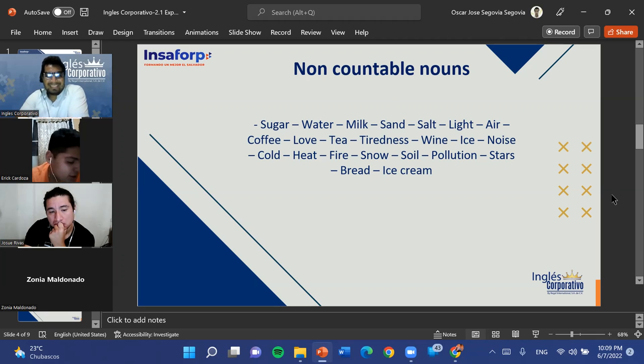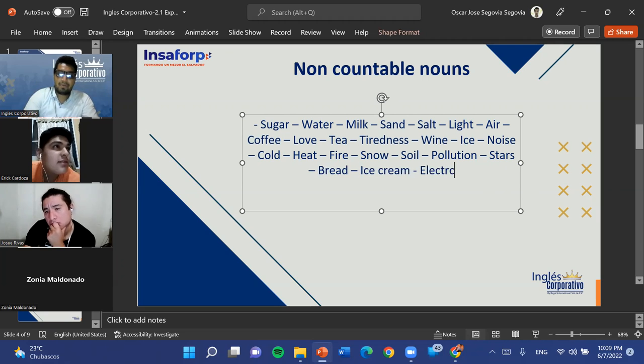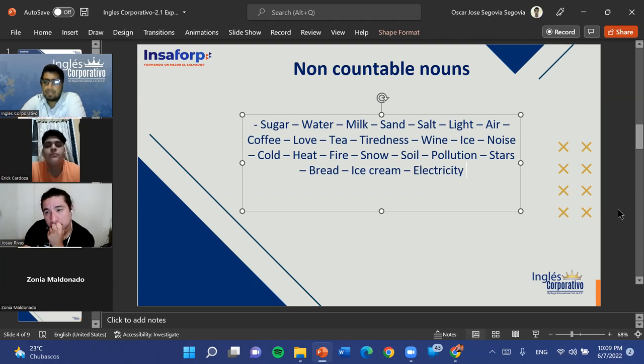No, I thought like electric. Electricity, yes, yes. Electricity también porque es un fluido. Yeah. Esto porque es un fluido, también es uncountable, porque no podemos separar la electricidad.